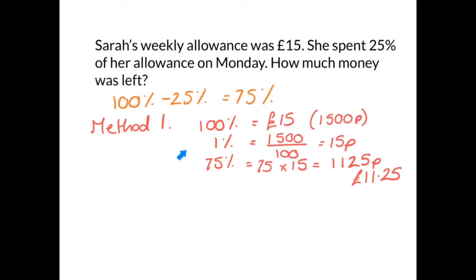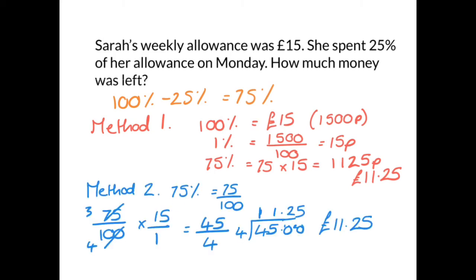So looking at our unit rate, 100% is £15, which we're going to call 1,500 pence, because it's easier to divide by 100. So 1% will be 1,500 divided by 100, 15p. 75%, 75 times 15p, is 1,125 pence, or £11.25.